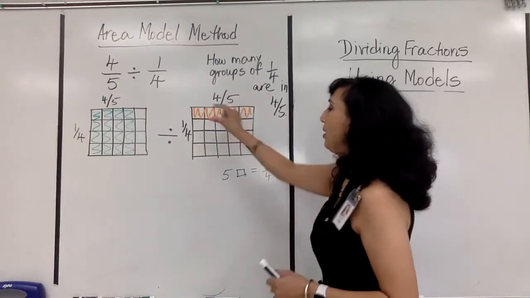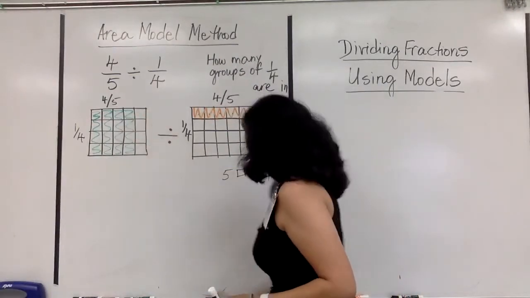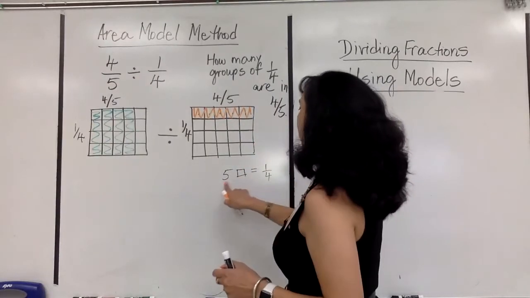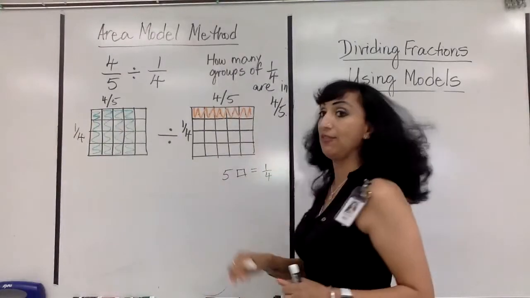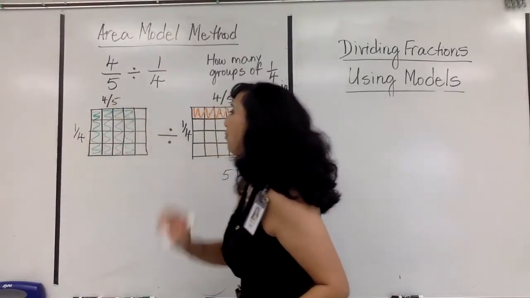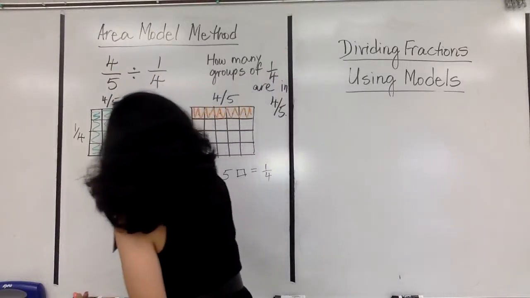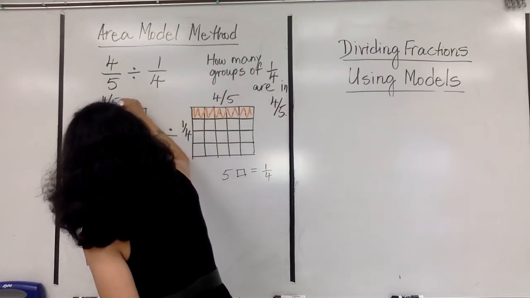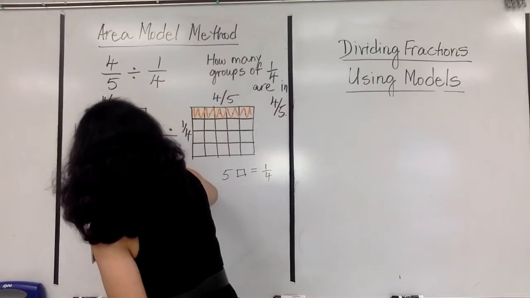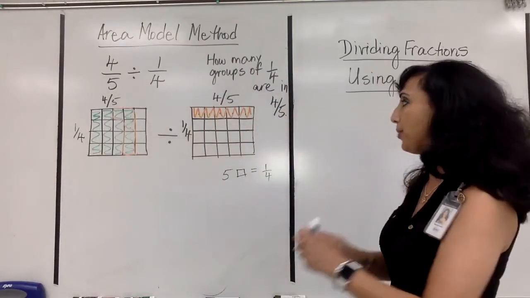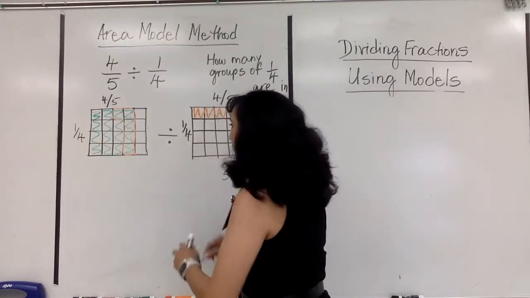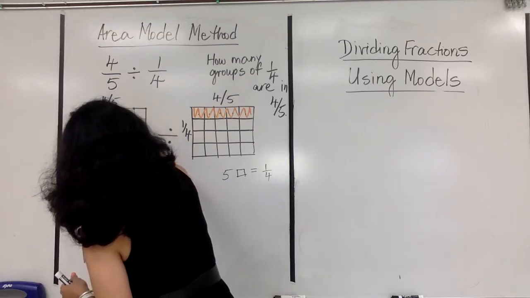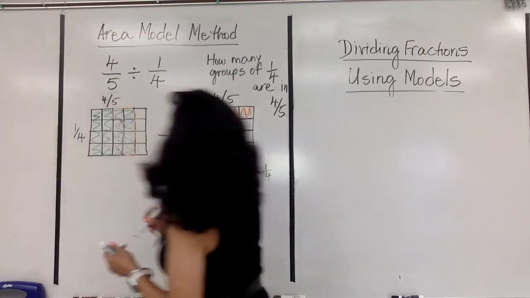So let's see how many of these are going to fit in over here. Okay, so how many groups over here? So let me take this same color so you can see what I'm talking about. Remember, 5 of these squares is equal to 1/4. And we're seeing how many 1/4s fit into the 4/5. So let's start here. Okay, so we have this one group, 1, 2, 3, 4, 5. Okay, so here is my one group of my 1/4. Okay, let me use a different color. And then we have 1, 2, 3, 4, 5. So here is my second group of 1/4.